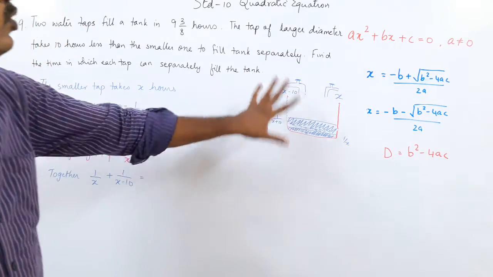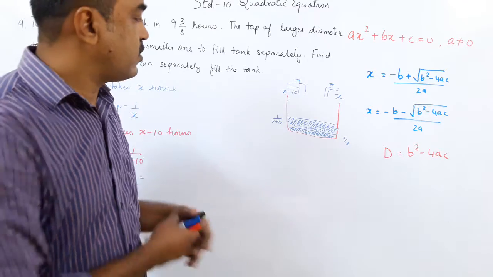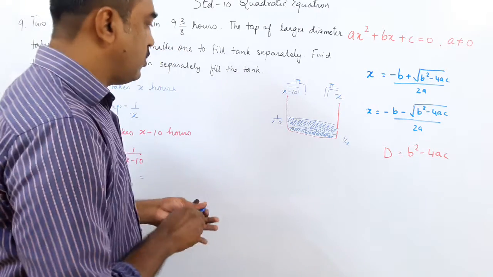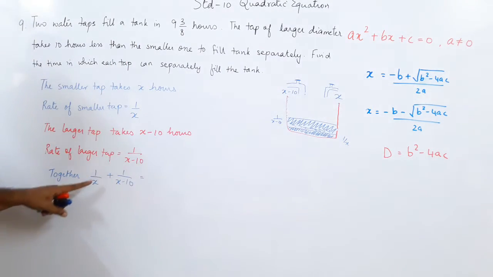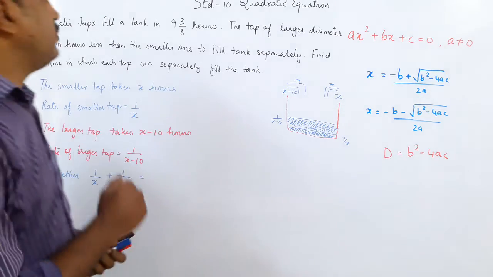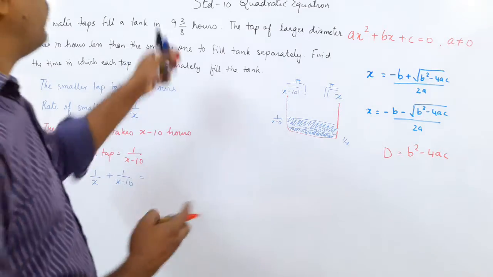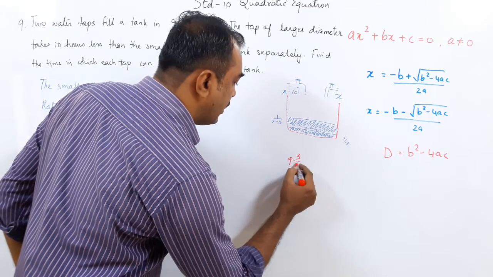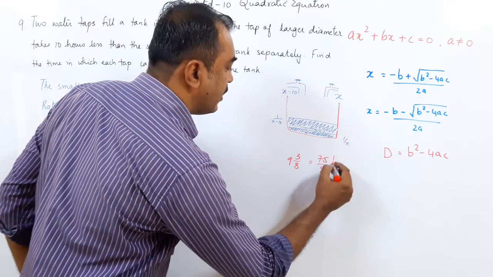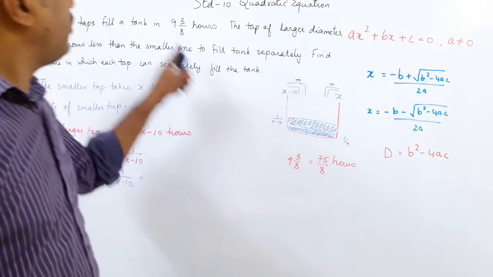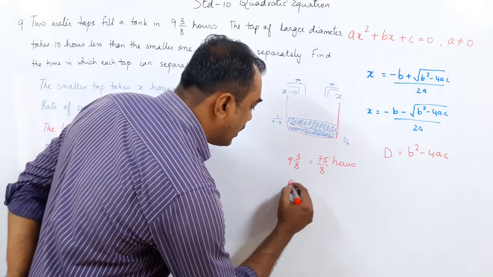So if for 1 hour we keep both the taps open, this tap will fill 1/x of the tank and this tap will fill 1/(x minus 10) of the tank. And together both will fill 1/x plus 1/(x minus 10). Now we see the whole tank gets filled up in how many hours? The whole tank gets filled up in 9 integer 3 by 8 hours, that is 9 into 8 is 72 plus 3, 75 upon 8 hours. So in 1 hour how much will it fill?